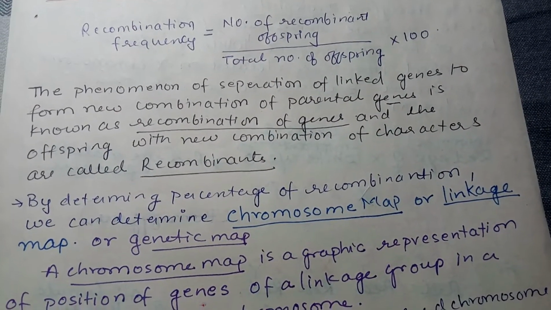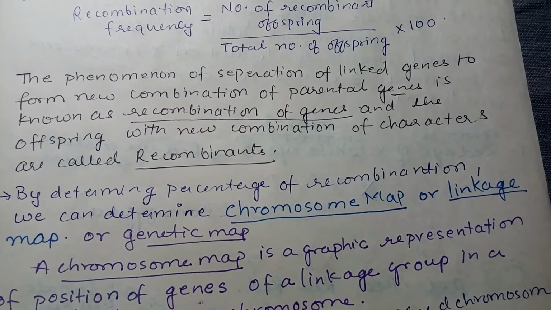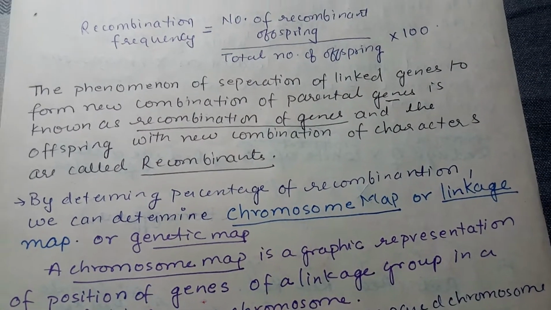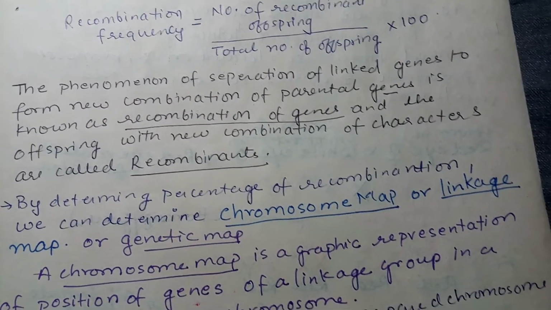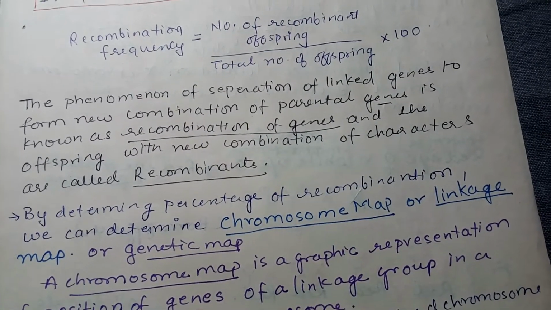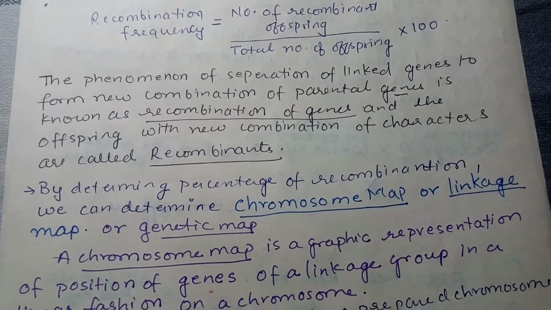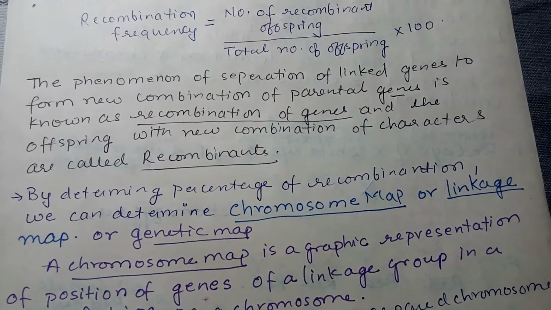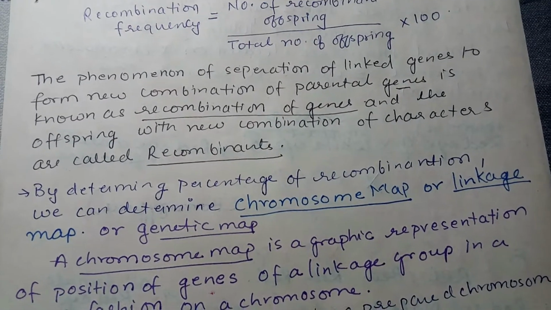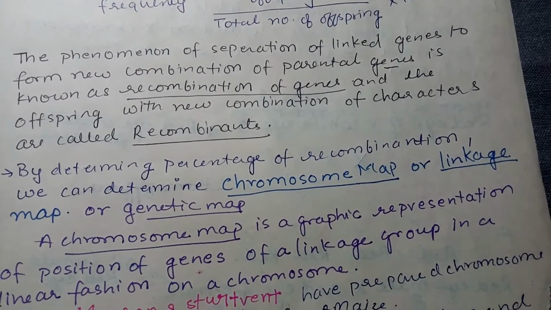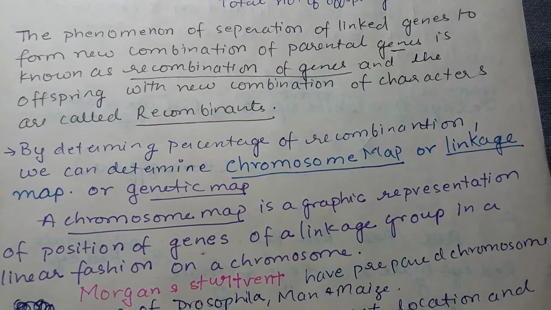Now, linkage map. Why is it known as linkage map? Because here you can make out that since the genes are located on the chromosome, it is known as chromosome map, and these genes are linked with each other, so it is known as linkage map. And since we are talking about various genes, it is also known as genetic map, because you get the sequence of genes on the chromosome.